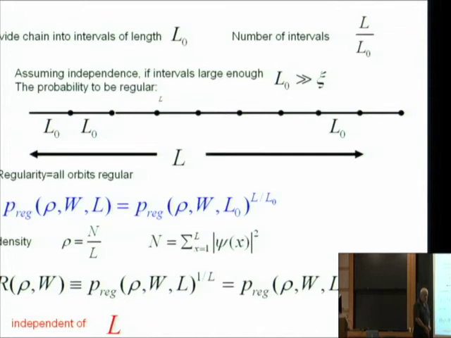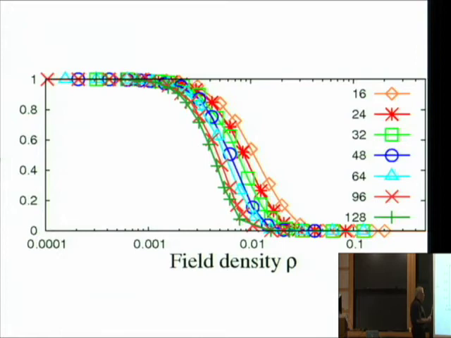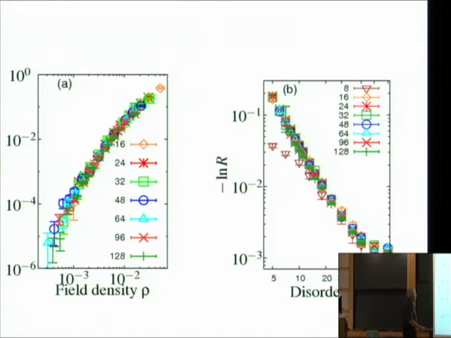So now no one says that we should be right. This is something checked on the computer. Here you calculate the probability of being regular, and you see it basically depends on the sample size. But when you take the L-th root of it, what you find is that it looks like this. All the data collapses on one curve. So it means that this is independent of L. So for fixed density, the probability of being regular is exponentially small in L. And this makes sense.